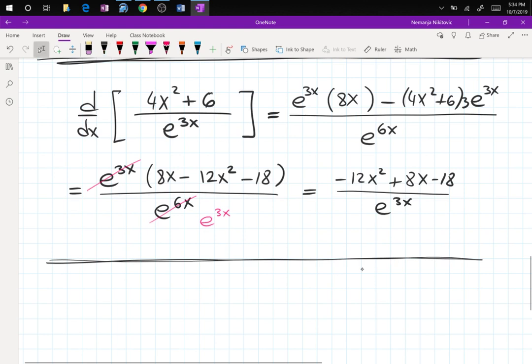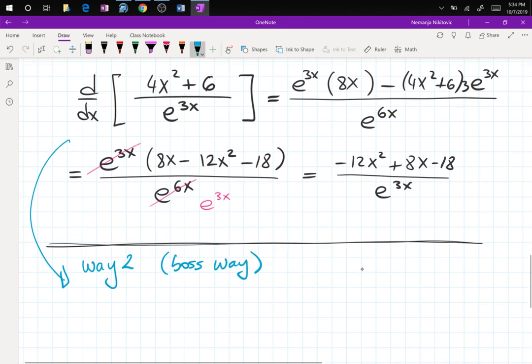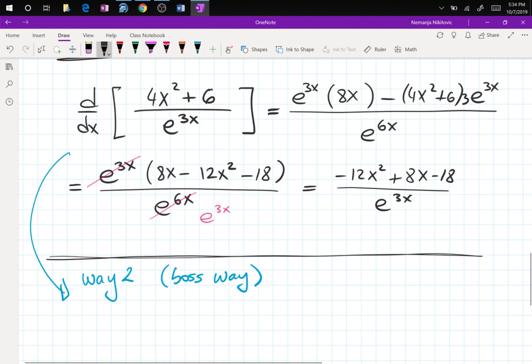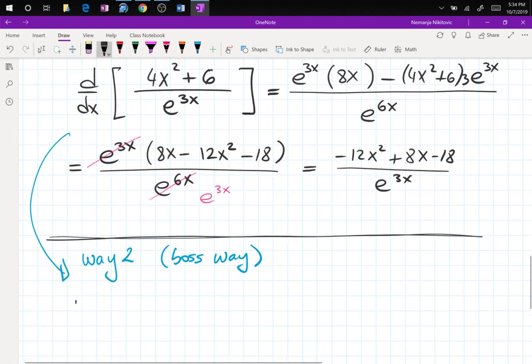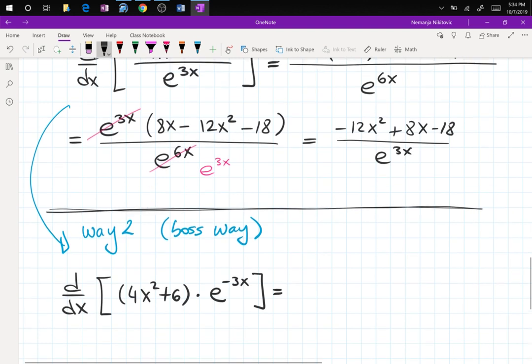Now this problem can be transformed into what I call a boss way, right? What you can do is you can have your 4x squared plus 6 times e to the negative 3x. So in this case now you're working with the product rule, not with the quotient. So it's a really cool trick.